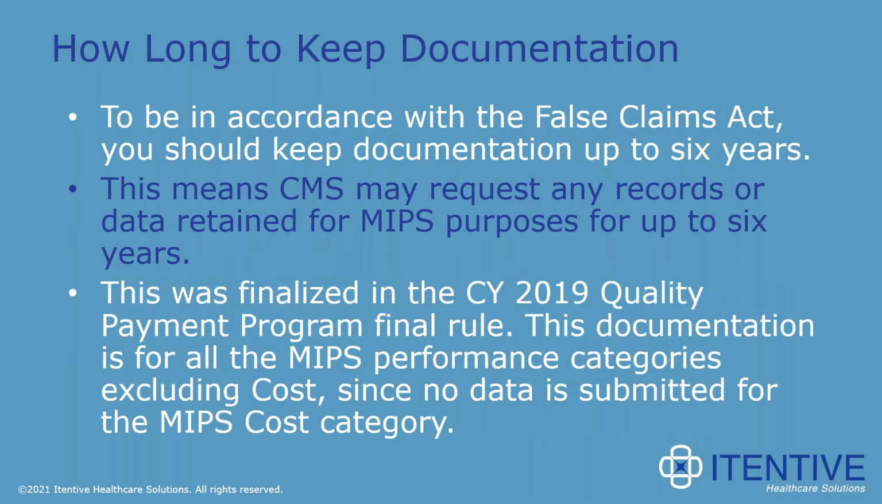So now that we've outlined what to include in that audit file for each MIPS performance year, you do want to make sure that you keep that documentation for up to 6 years in order to be in accordance with the False Claims Act. So the 6-year timeframe allows CMS the ability to request any records or data retained for MIPS purposes within that window. This was finalized in the calendar year 2019 QPP final rule and is for all MIPS performance categories, excluding cost, considering that no data is submitted for the MIPS cost category.